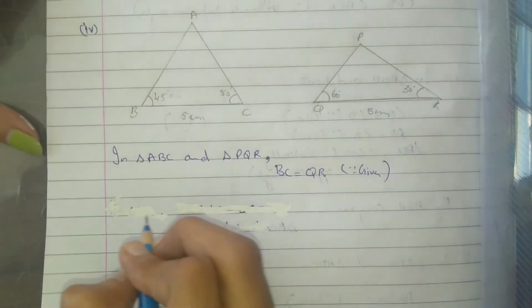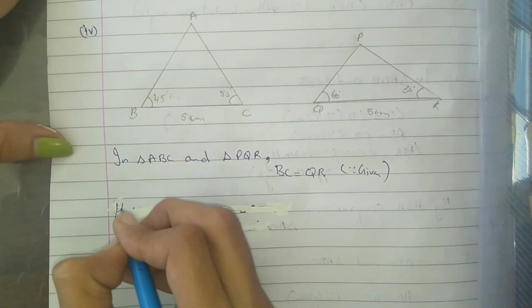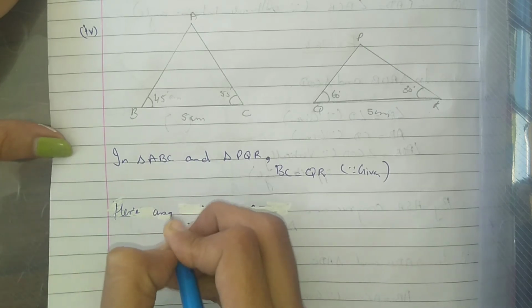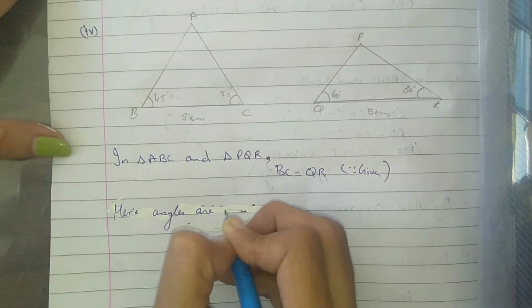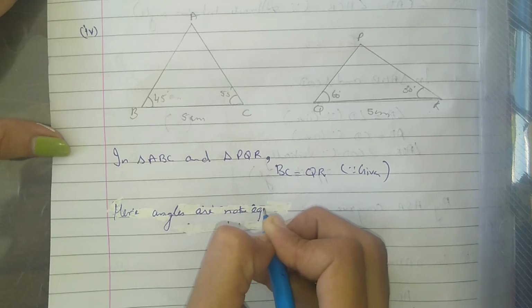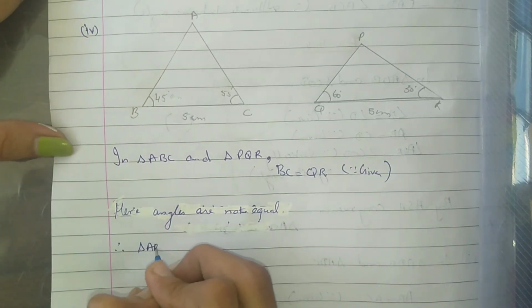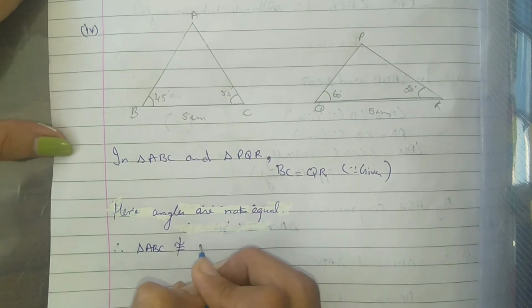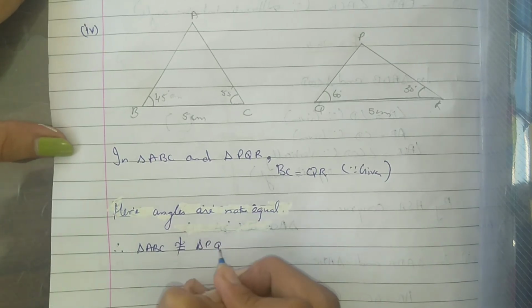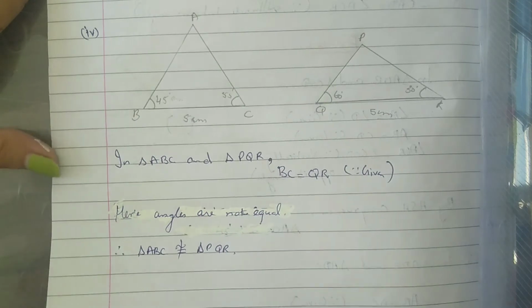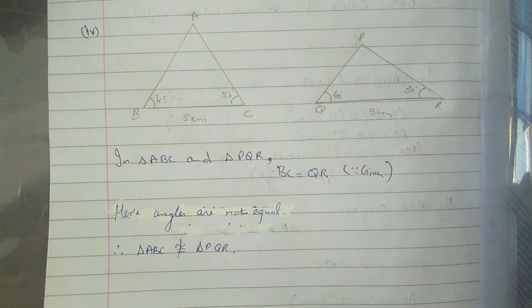So let us write that here, angles are not equal. Therefore triangle ABC is not congruent to triangle PQR. Okay, now let us see question number 2.